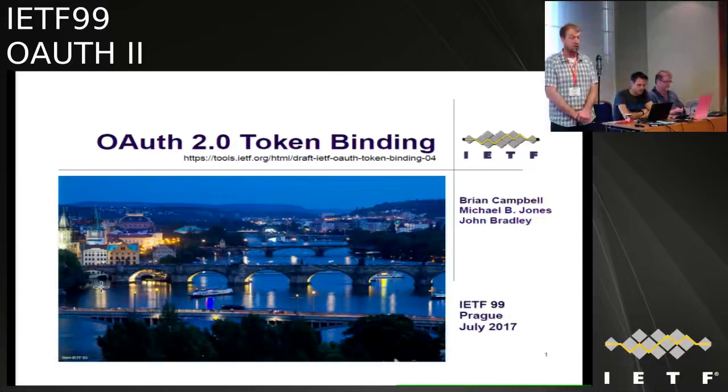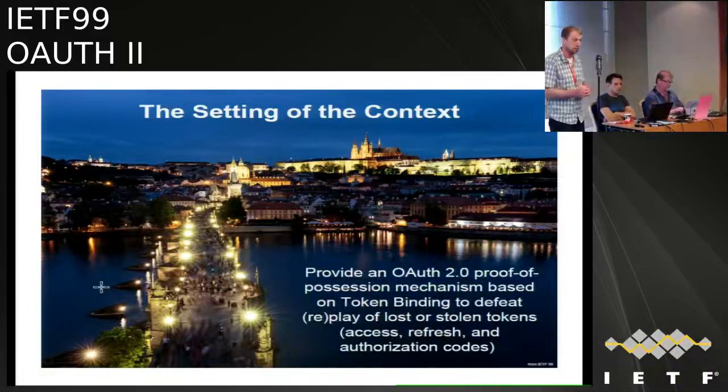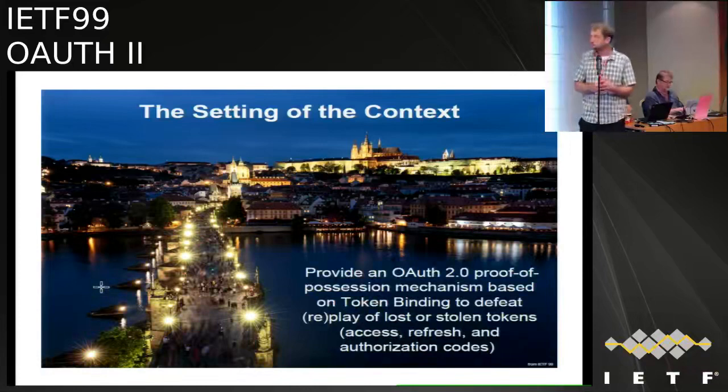So try to set a little context here without getting too deep into it. This draft is intended to provide an OAuth 2 proof of possession mechanism. We talked a lot about the value of proof of possession on Monday, I believe it was, in terms of what that can bring you in terms of preventing issues with lost or stolen access tokens. So this is one mechanism to provide that proof of possession and defeat replay, or inadvertent play by the wrong party, of lost or stolen tokens in the OAuth context. And that includes access tokens, refresh tokens, and authorization codes. Next, please.